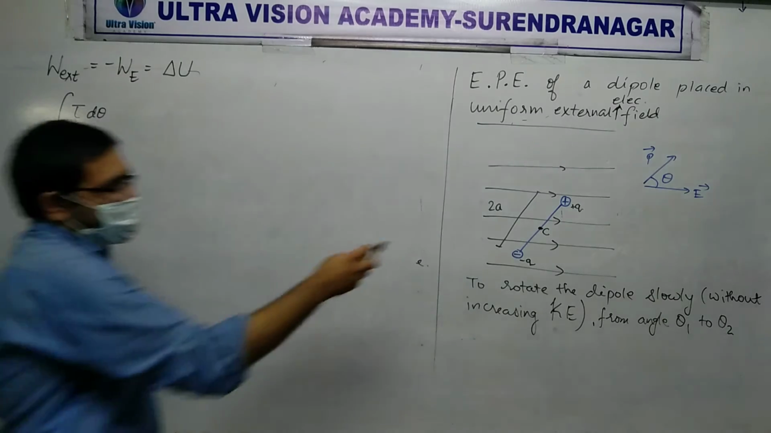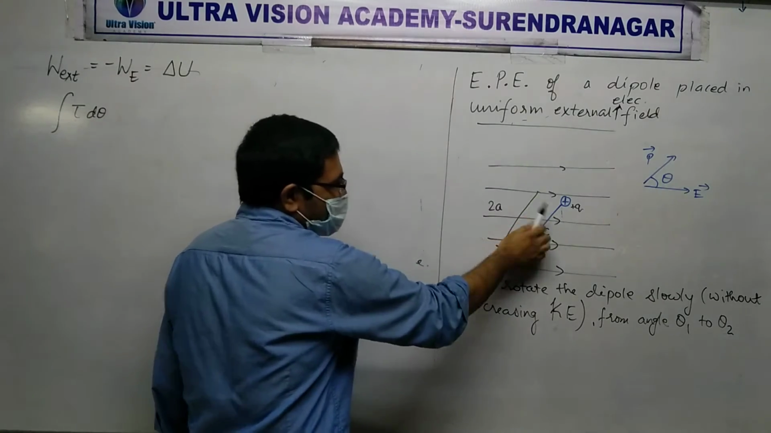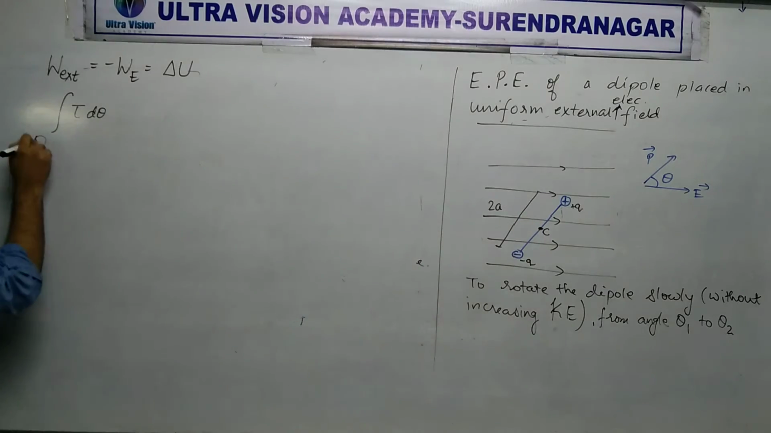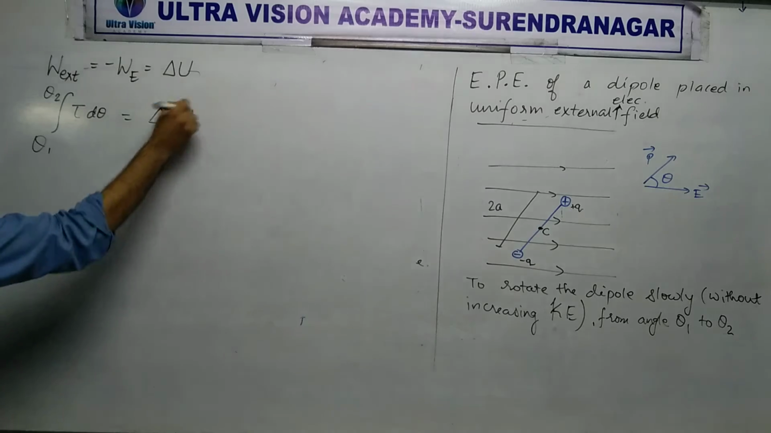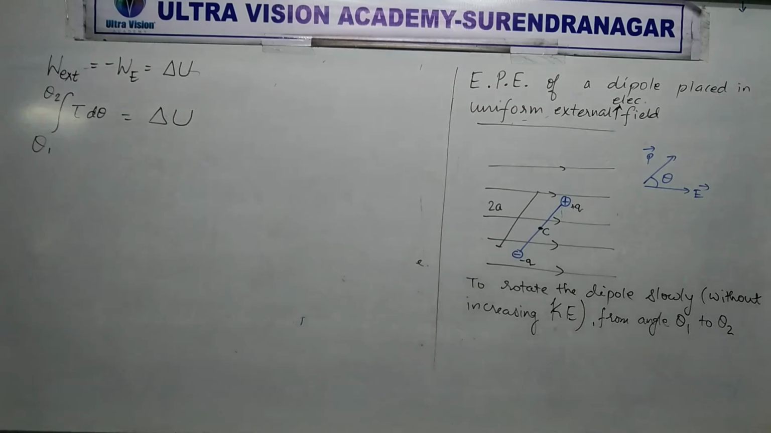So, we have to rotate it like this from theta 1 to theta 2. Clear? And that will be equal to delta U. Understood? This is this one. Okay? Fine.